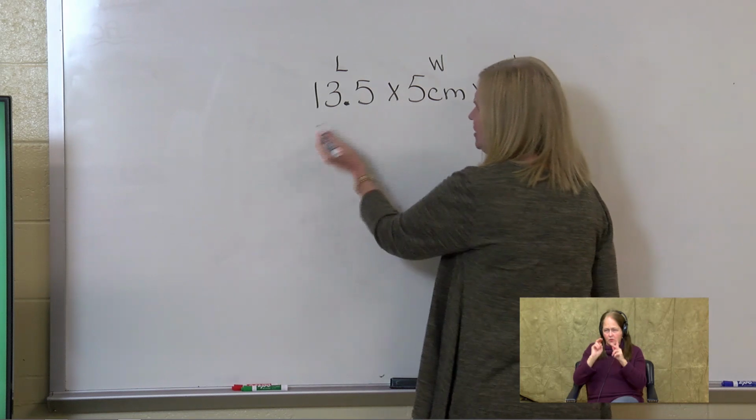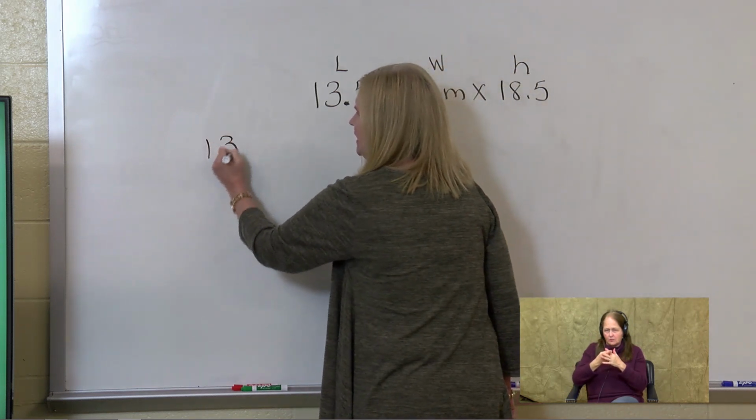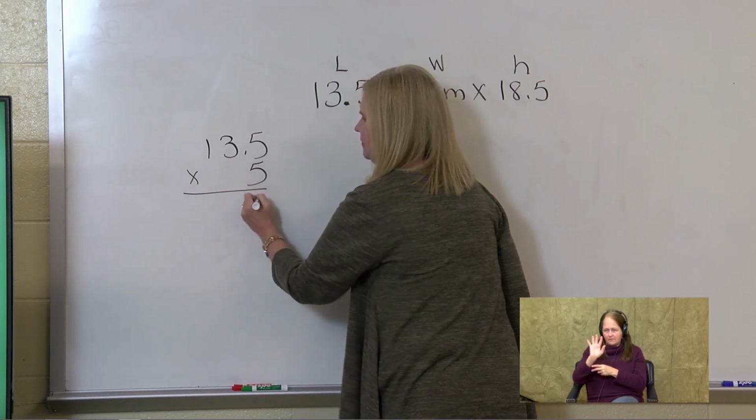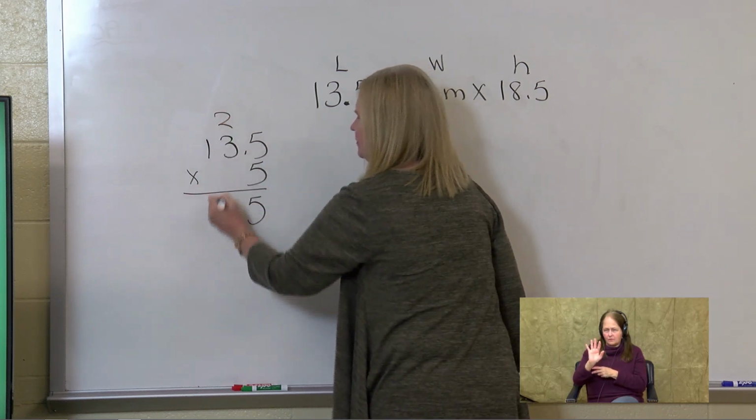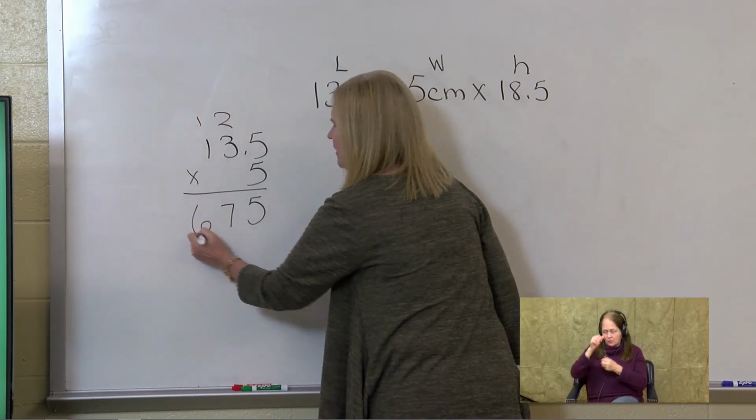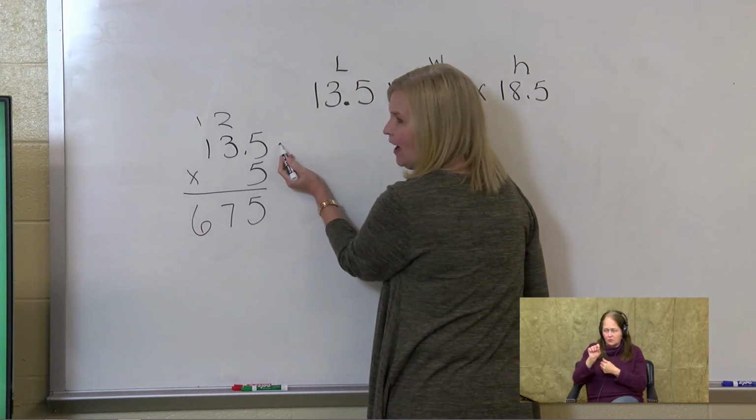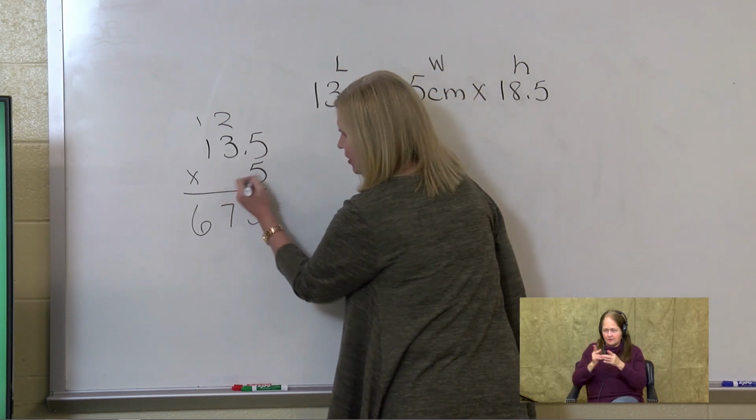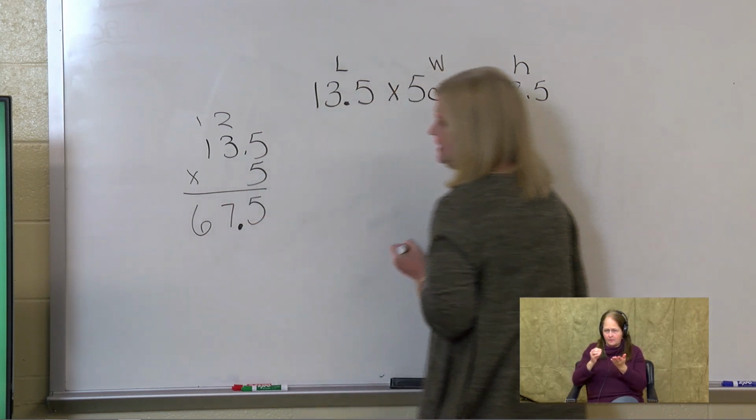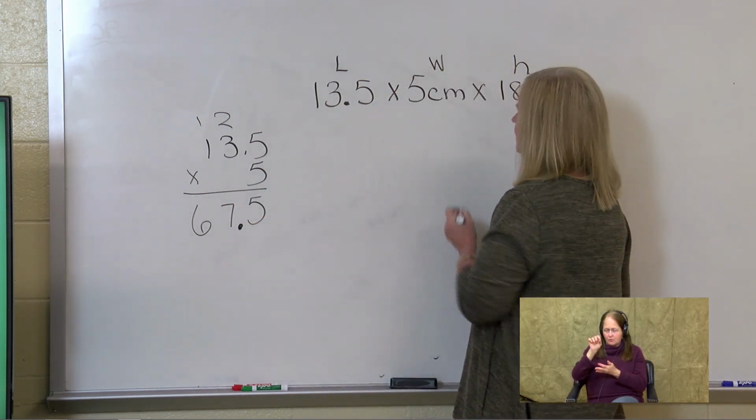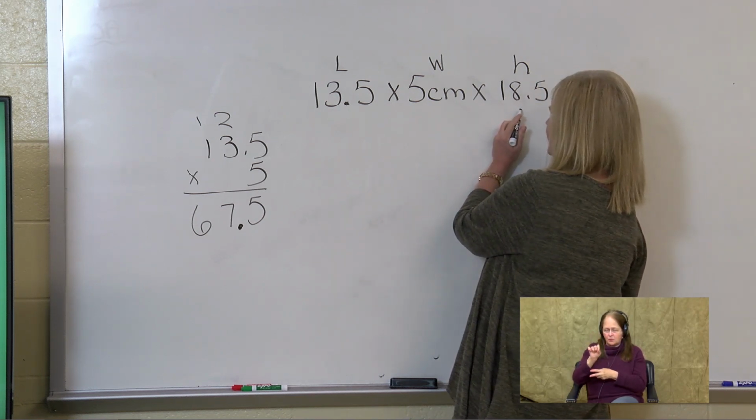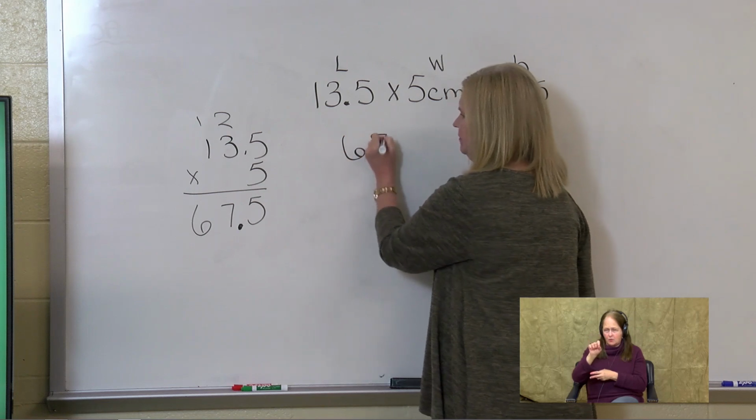Okay, so I'm going to start off with 13.5 times 5. And remember, when we do our decimals, we have one number in the tenths place after the decimal, none here, so it's going to be 67.5. So then we're going to multiply 67.5 by 18.5.